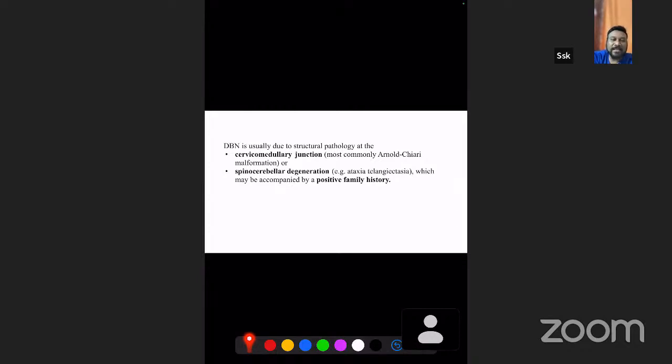Okay, so the answer is going to be a pathology involving the cervicomedullary junction. So as in this case, the Arnold Chiari malformation, posterior fossa tumor, all these are going to be there. Foramen magnum meningioma, everything is happening at the cervicomedullary junction, whereas meningitis is not related to that. So that would be the answer.